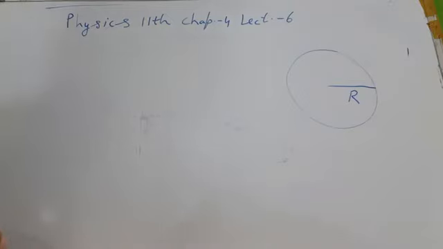In this lecture, we will discuss circular motion. In the last lecture, we started circular motion. We discussed what angular velocity is, and I asked one question: if a particle is moving in a circular path with constant speed, then why should there be acceleration?